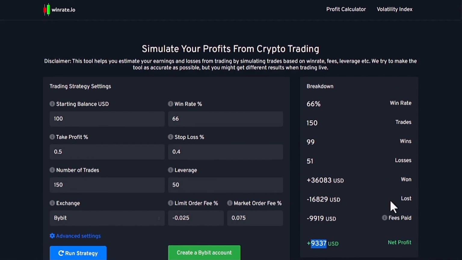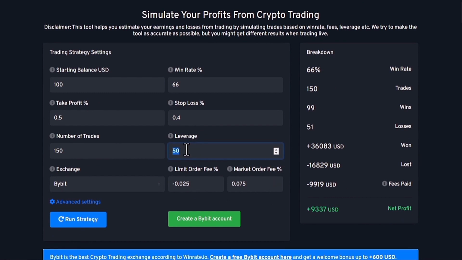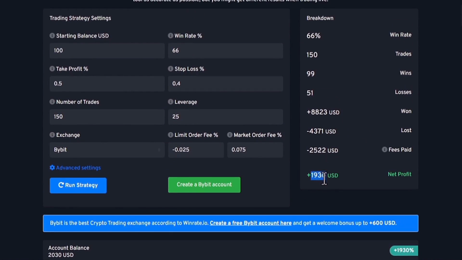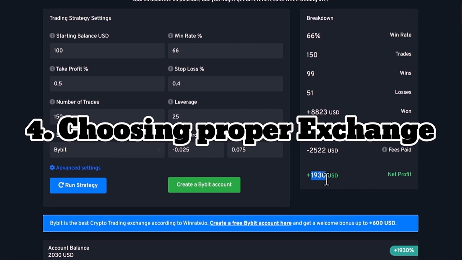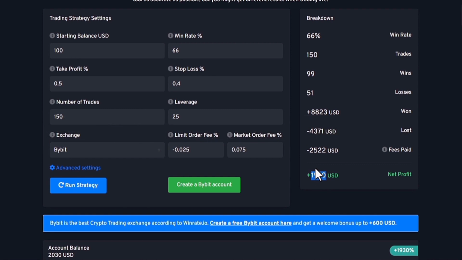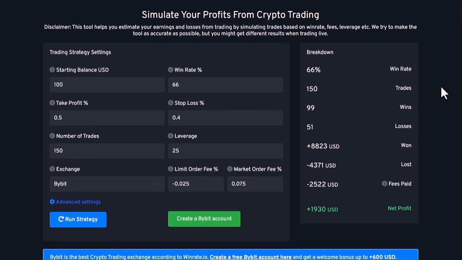Although if you want to take less risk, you can use half the leverage, 25x, but it's going to bring you up to almost 2K, which is still really crazy good. But it's up to you and your choice. You can choose whatever you want to do. So next is choosing the right exchange. Where to trade, what is the best choice?